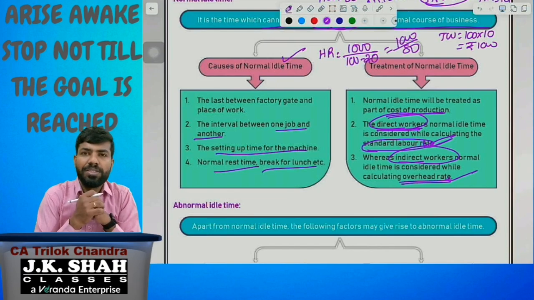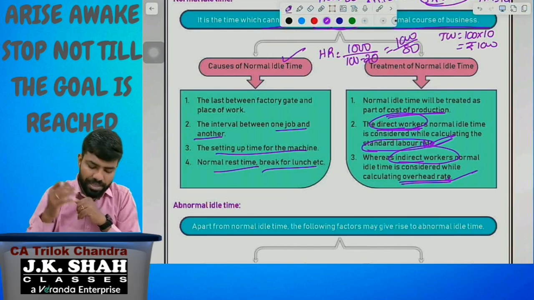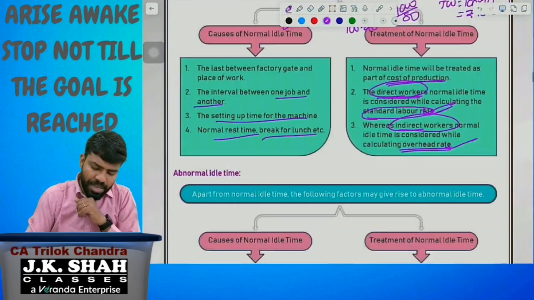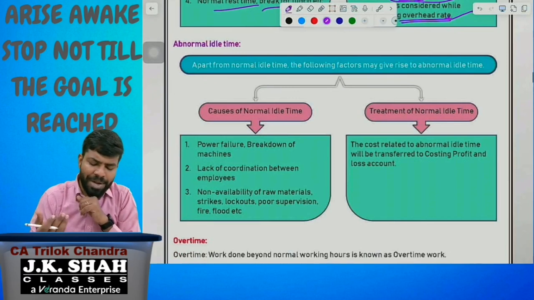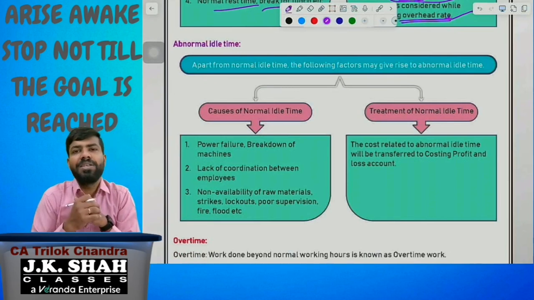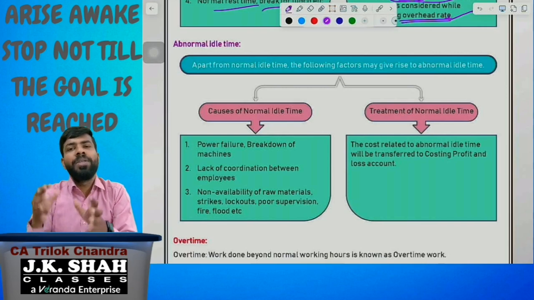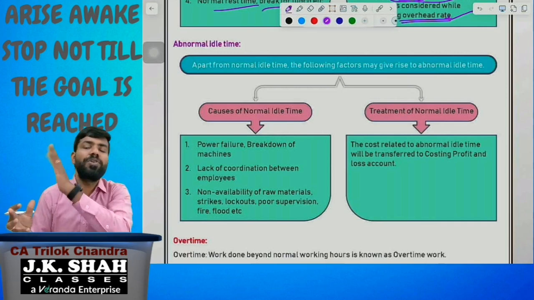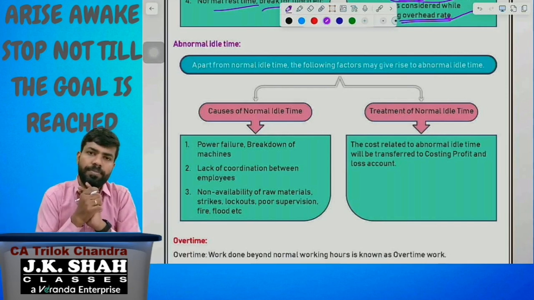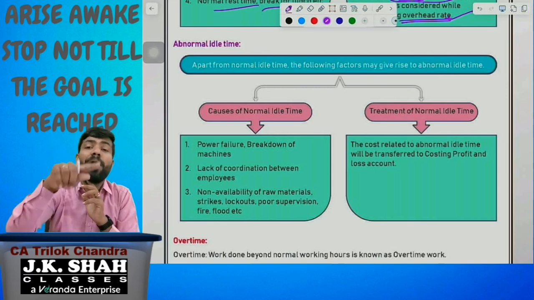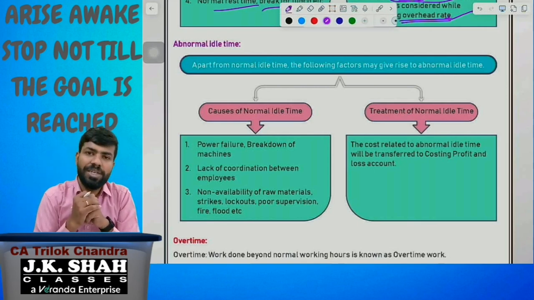All of you clear about this? Understanding? Okay, that is about the normal idle time. Abnormal idle time has multiple reasons. Abnormal idle time is unexpected: power failure, machine breakdown, floods. All these are examples of abnormal idle time. That abnormal idle time will be evaluated separately and transferred to the P&L account. This treatment is similar to abnormal loss in case of material costing.